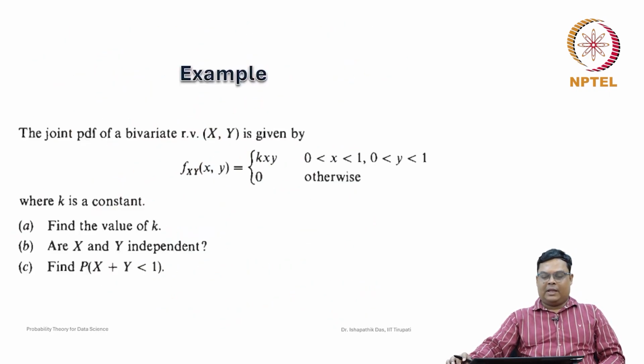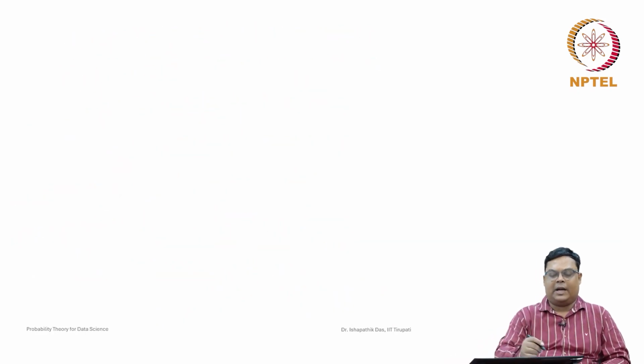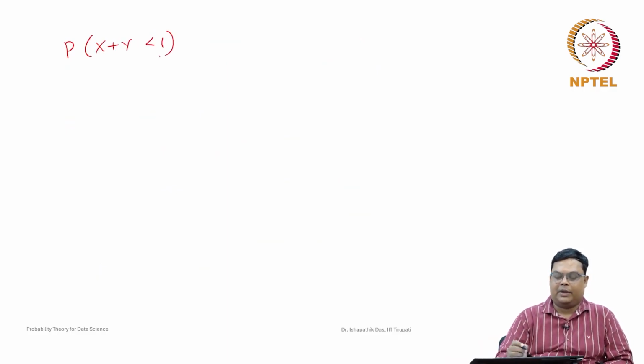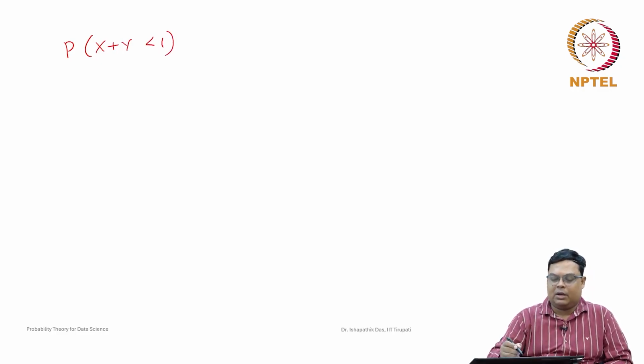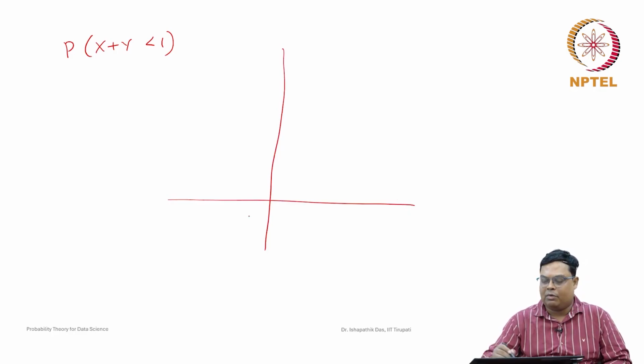So that we found finally, and the next question is to find the probability of X plus Y less than 1. How can we compute this kind of question? How can we find this probability? Let us first represent this graphically, so that it will be helpful to understand.